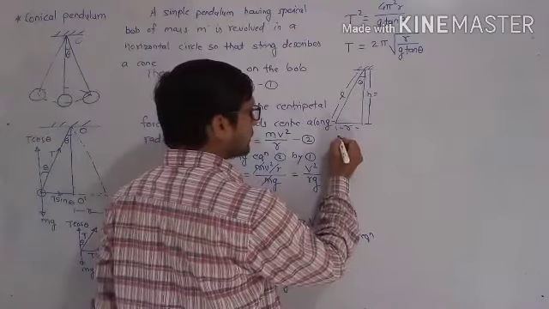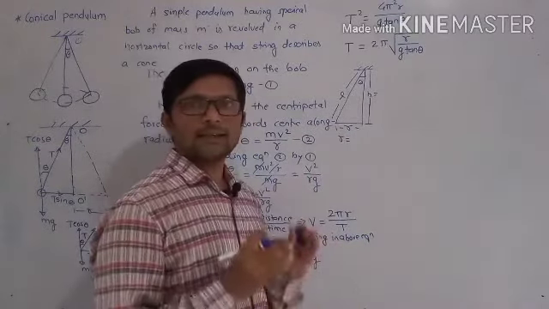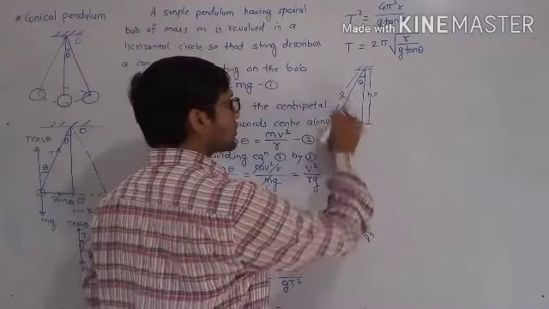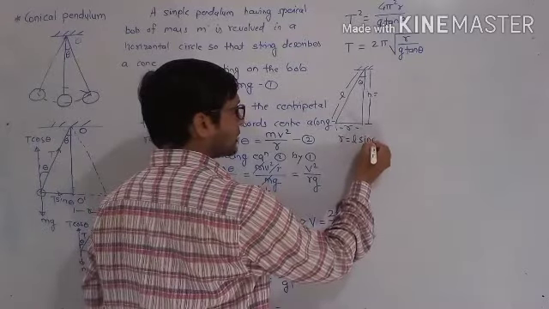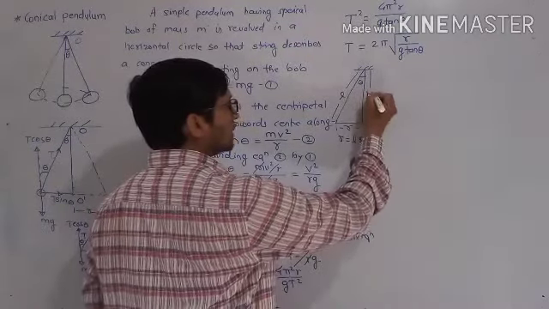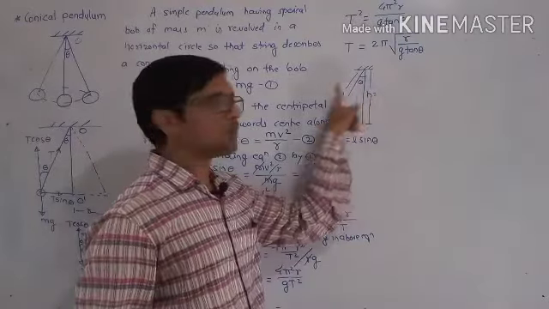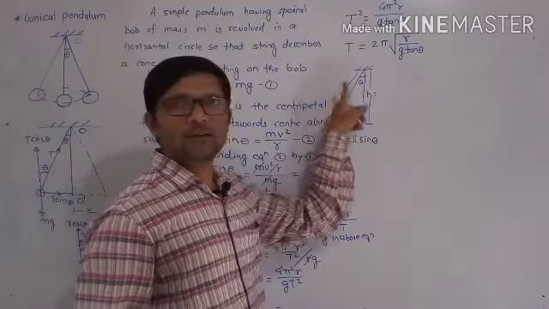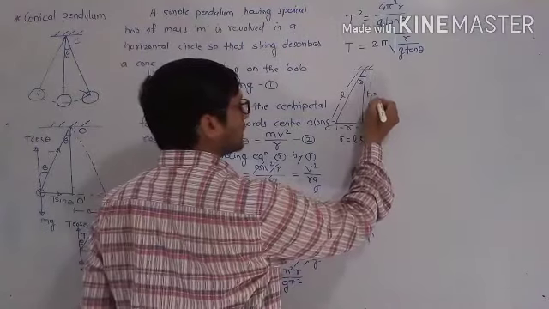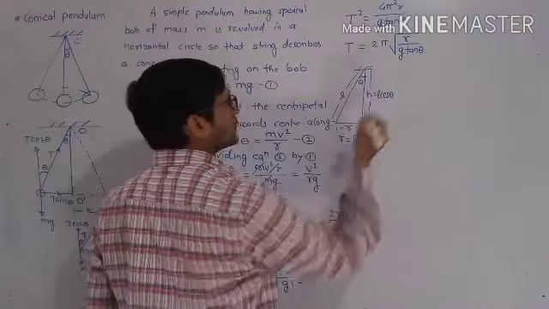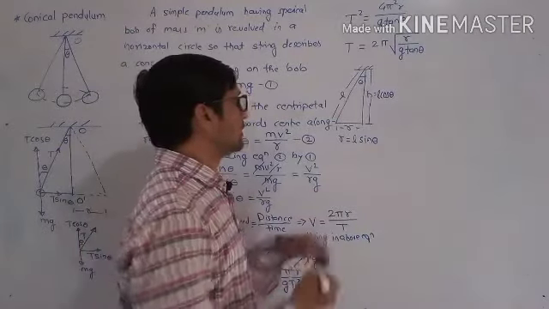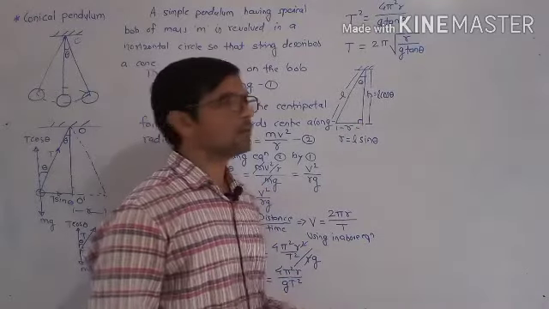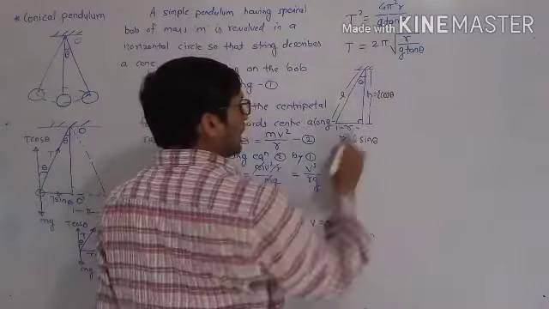So sin theta is equal to opposite upon hypotenuse, so opposite is equal to hypotenuse into sin theta. So r is equal to L sin theta. Now cos theta is equal to adjacent upon hypotenuse, so adjacent is equal to hypotenuse into cos theta, so h is equal to L cos theta. We have taken this by considering it as a right angle triangle. Now r is equal to L sin theta.